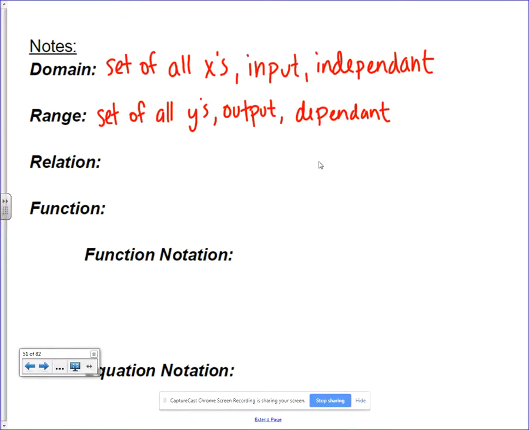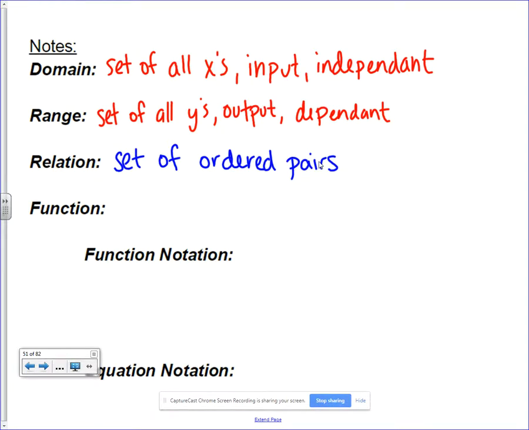Okay. Can anybody recall for me what a relation is? What's a relation? Luke? Perfect. Folks, what are ordered pairs? Coordinates. An X and a Y. Points. Everybody doing all right?